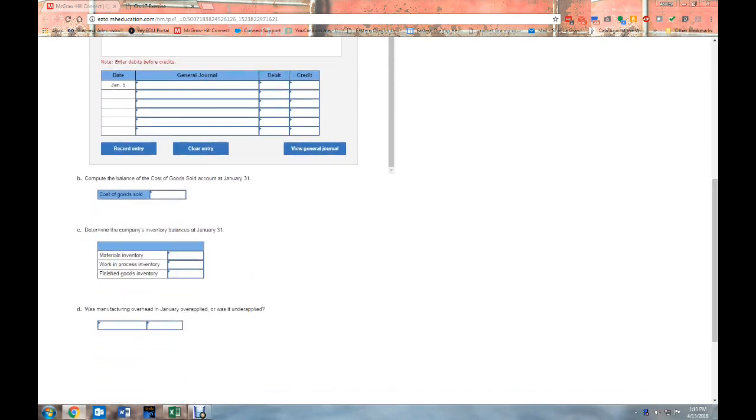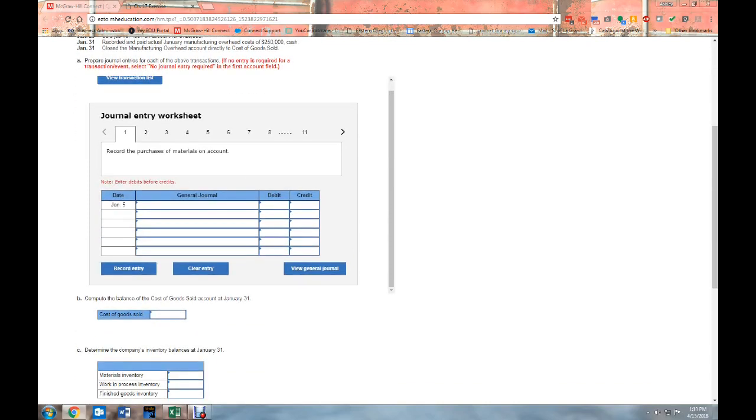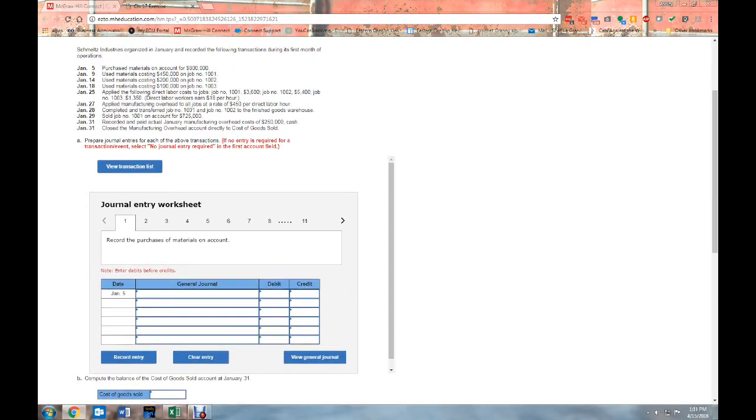And then we need to compute the balance in the cost of goods sold account at January 31, and then determine the company's inventory balances and figure out what our overhead looked like. Was it over-applied or under-applied? Because remember, it's very hard to get on the dollar with your overhead. There's an art and a science to it, and frankly, it's difficult to do.